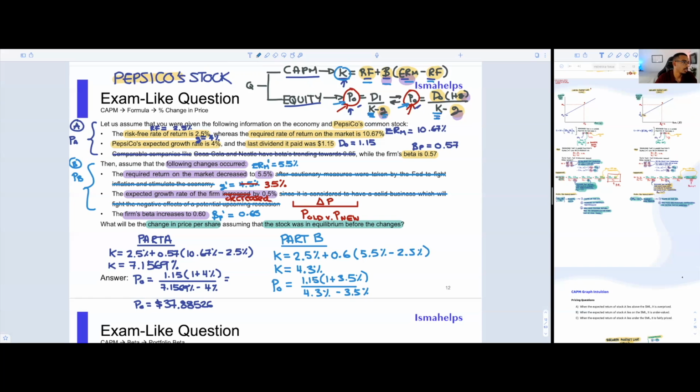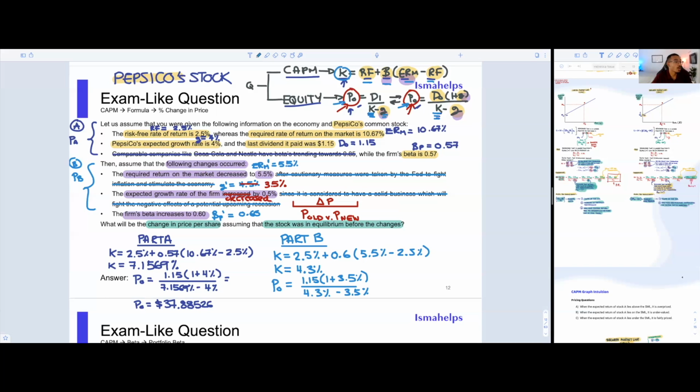So just give me a second. I'm going to build a formula. So we're going to have 1.15 times 1.005. That makes sense. No, that does not. I can't do that. Over 0.043 minus 0.035. So I'm just going to review everything just because I make mistakes.